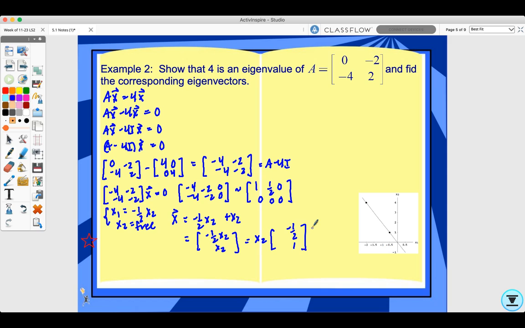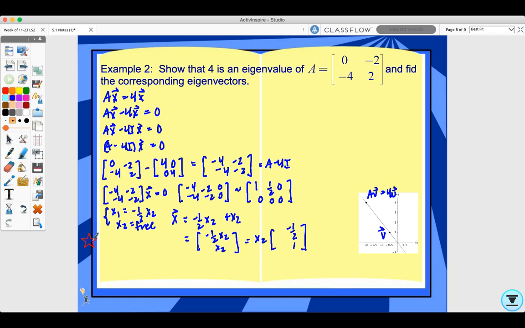So each vector in the form x2 times negative 1/2, 1 is an eigenvector corresponding to the eigenvalue lambda equals 4. So this 4 here is my eigenvalue. And every vector in this form is an eigenvector corresponding to the eigenvalue lambda equals 4. So if I look here, I have my v, if we were to call this v, and this would be Av, which would be 4v.